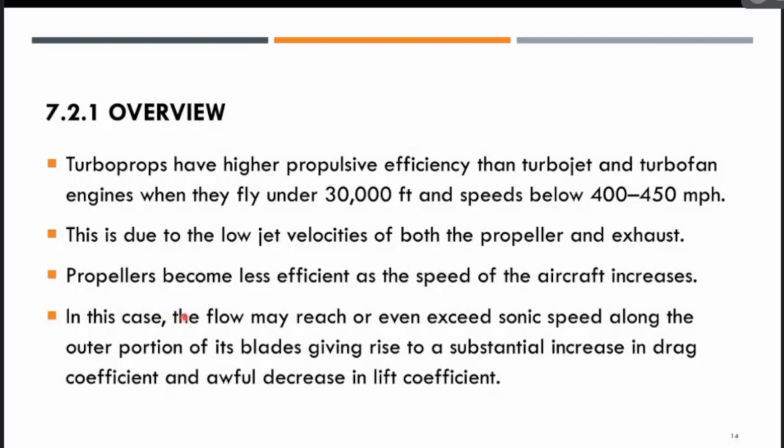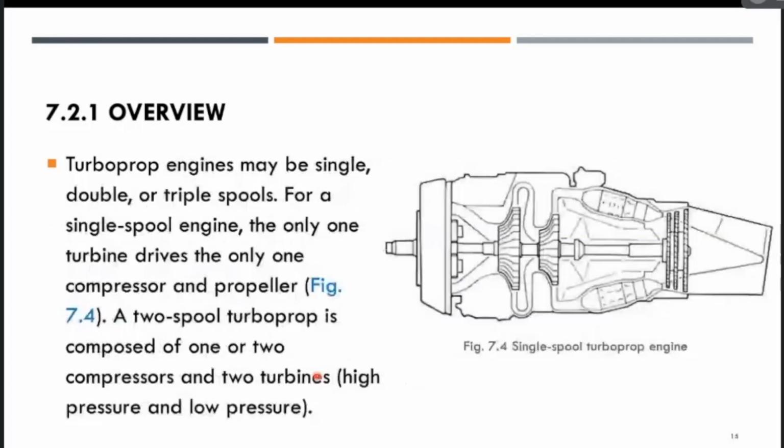In this case, the flow may reach or even exceed the sonic speed along the outer portion of its blades, giving rise to a substantial increase in the drag coefficient and a decrease in the lift coefficient. That's why it is not recommended to use turboprops at higher speed operation of an aircraft. A turboprop engine may be single, double or triple spool. So it can have different configurations.